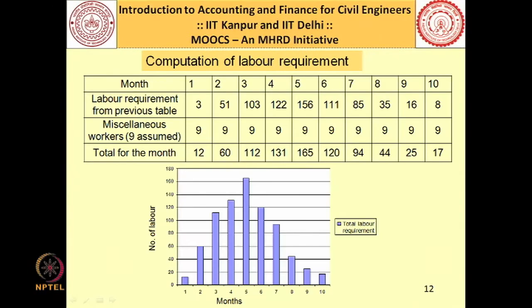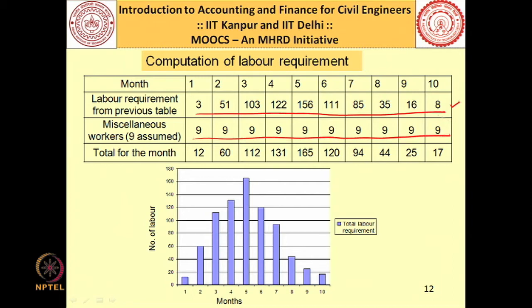So, what will I do? I will have a fixed miscellaneous labor every month and I will add that miscellaneous labor to the labor requirement which we have calculated just now. If you see this slide, this is what I have done. In the top row you can see 351, 100, 322, 156, 111, all of which we just calculated, and now we are adding miscellaneous workers.